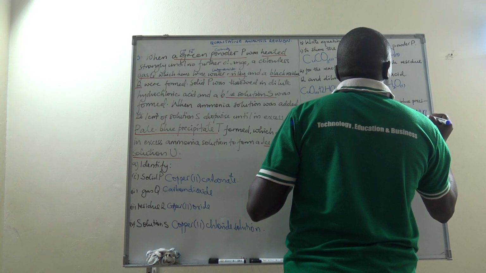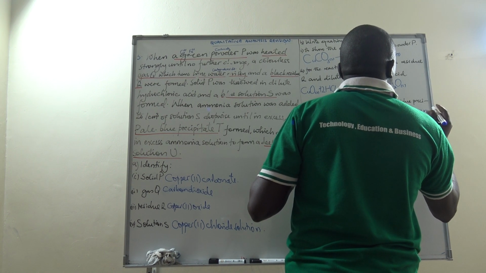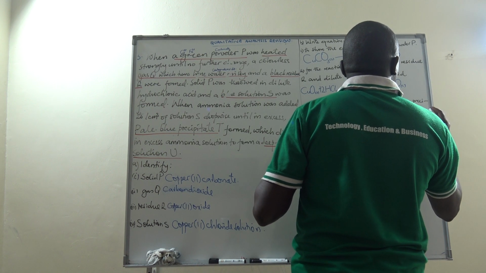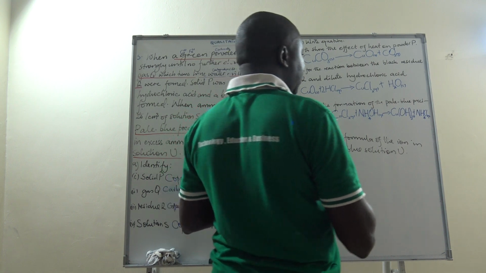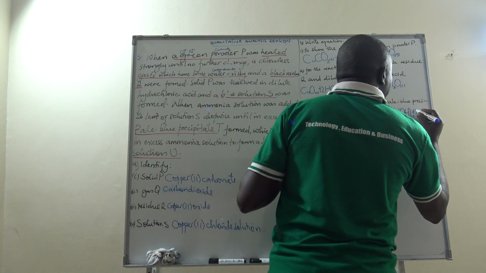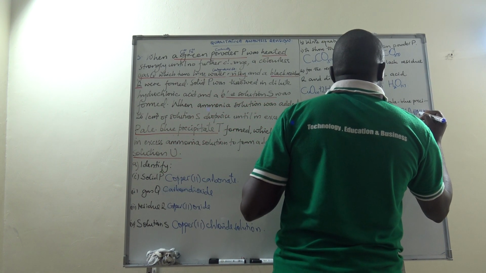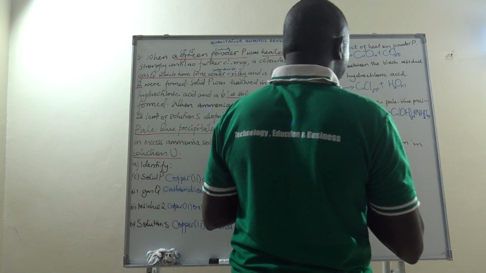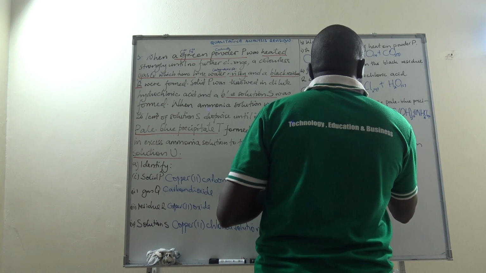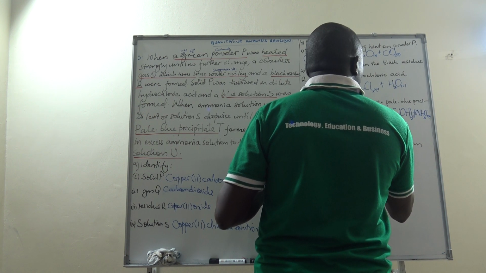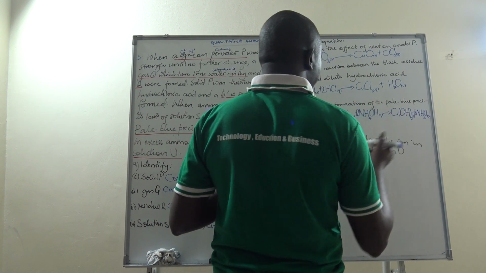Capital C, small l, and this one is aqueous. Please don't let the letters touch each other. So let us balance the equation. We have 2 chlorine atoms. We multiply ammonium chloride by 2, and then we have 1 nitrogen atom. Here we have 2, so we multiply ammonium hydroxide by 2, and then our equation is balanced.